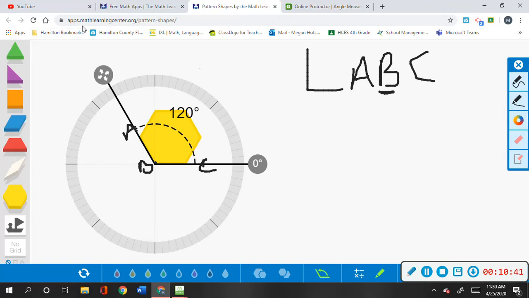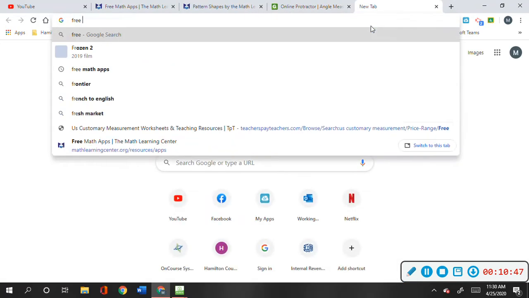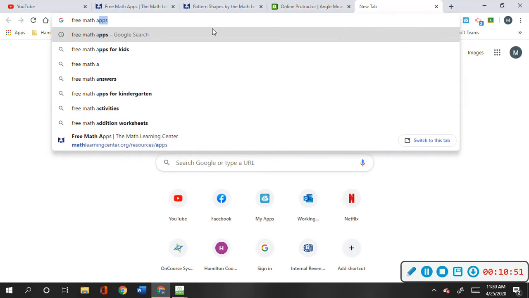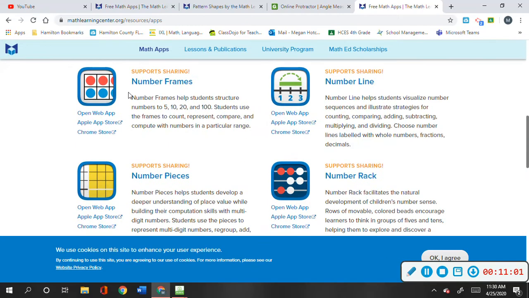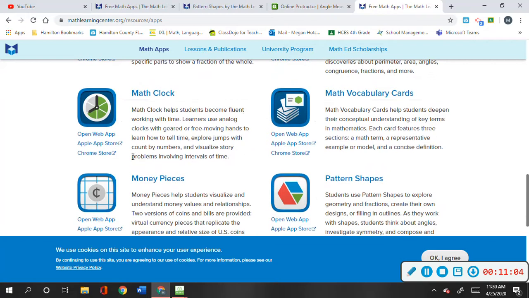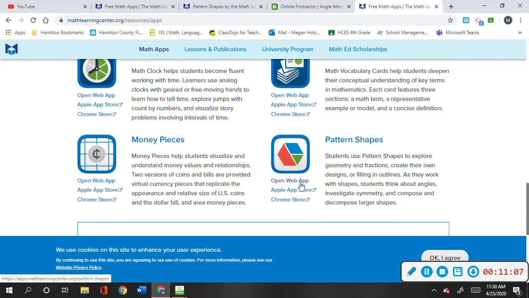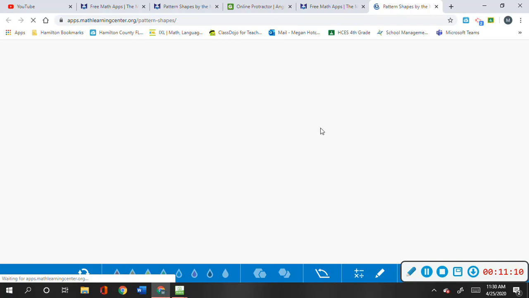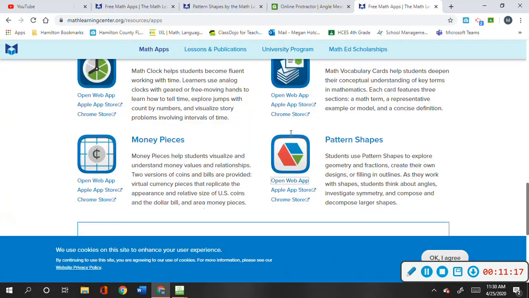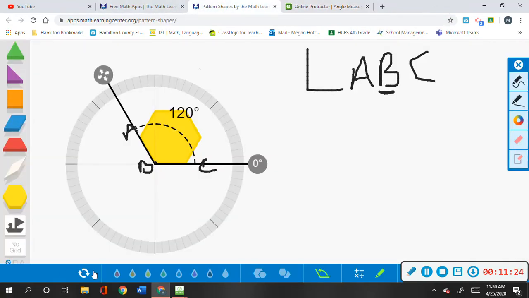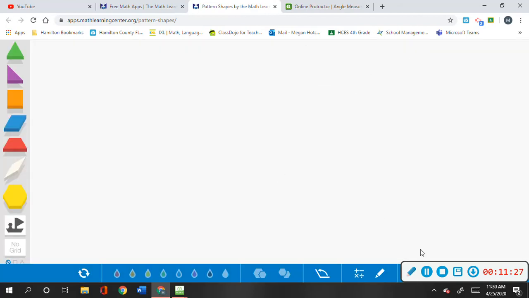If you want to play with this app, you can just go to this website up here, or you can just type in free math apps right here, and it's going to be like the first one down, free math apps, and this is what it's going to look like. You can play with number frames, number lines. Right now we are in the pattern and shapes, and you would just go to open in web, and this is your protractor tool. I would really recommend if you guys can go play around with those. They're a lot of fun, and it makes it a little bit easier to understand. Anywho, let's do one more, and then we'll get straight into the book work, okay?